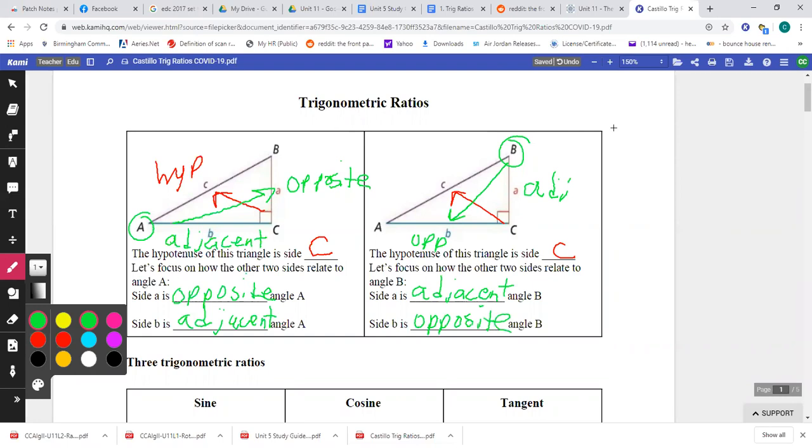So one big thing that confuses students is that depending on which angle you are looking at, the opposite and the adjacent will change, right? The hypotenuse is always going to stay the same. But if we're looking at angle A, this is opposite, this is adjacent. But now if we look at angle B, side B becomes opposite and side A is adjacent. So it actually does matter which angle you're referencing. And it's always easy: the one opposite is the one across from it.